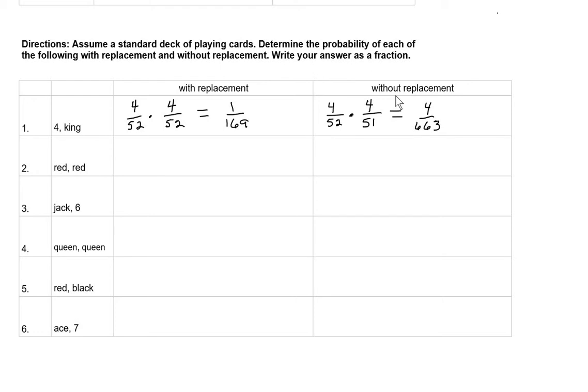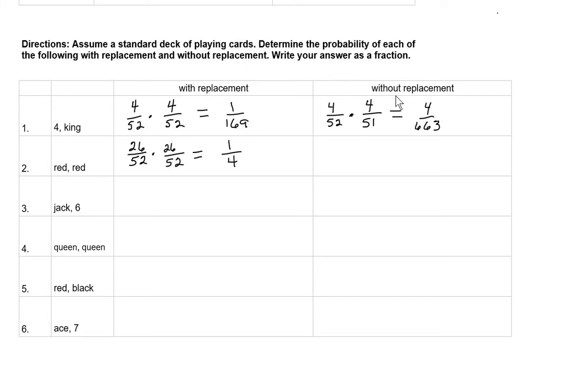Here I have the probability of getting 2 reds. The probability of getting a red is 26 out of 52. I'm going to put that card back into the deck and fresh start. So now my second draw, I still have the probability of getting a red is 26 out of 52. Now you could also think of this probability of getting red is 1/2, because half the cards are red, and 1/2 times 1/2 is 1/4.